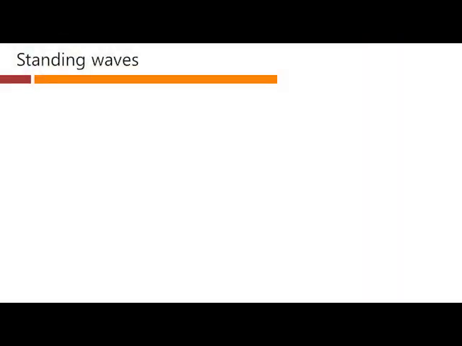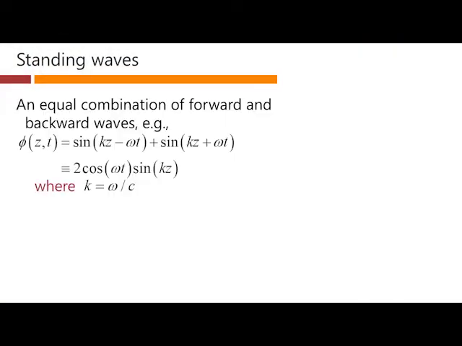Now let's think about standing waves. We take an equal combination of forward and backward waves. For example, we can take sin(kz minus omega t), so that's a forward propagating wave, where k is equal to omega over c, the wave velocity. And sin(kz plus omega t) is a backward going wave. Incidentally, we note that there's a trigonometric identity here that enables us to turn this summation into this product, 2 cos(omega t) sin(kz).